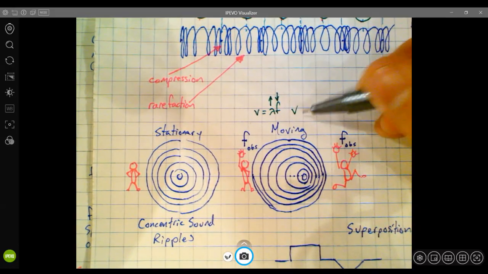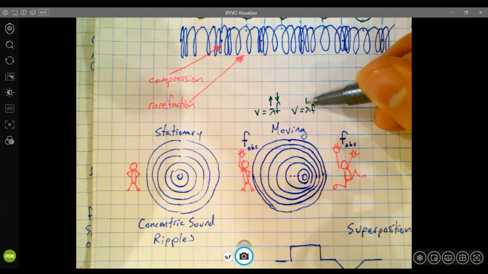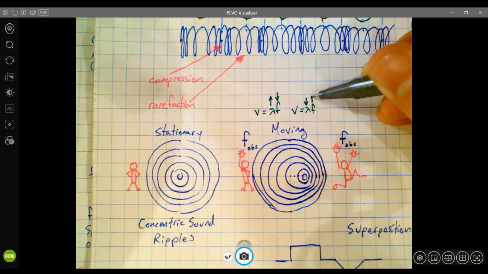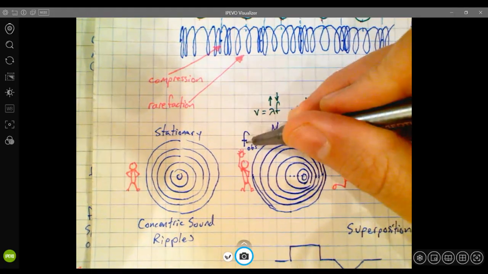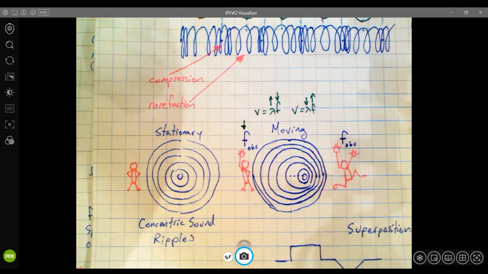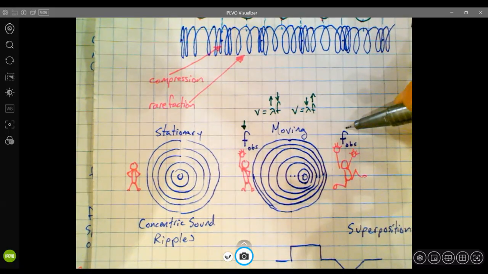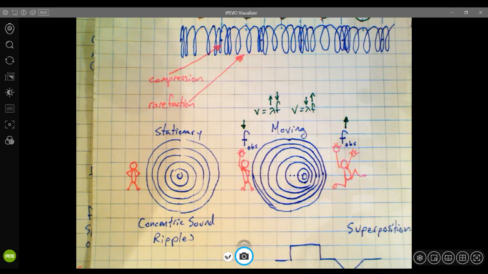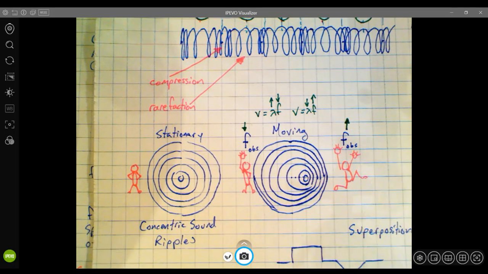And likewise, speed equals lambda f. So if the wavelengths are getting shorter, the frequency is increasing. So this person over here is experiencing decreased frequency because of the longer wavelengths, and this person over here is experiencing higher frequency as a result of the compressed wavelengths, and looks like they're running to get out of the way there.